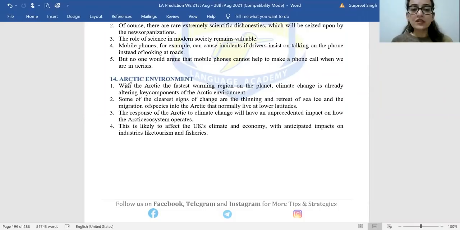Now here, with the Arctic. What is Arctic? This is a kind of introduction. Arctic is the fastest warming region on the planet. So it kind of introduces the topic to us before talking about what is happening in the Arctic. Climate change is already altering key components of the Arctic environment. What are the elements that we have?